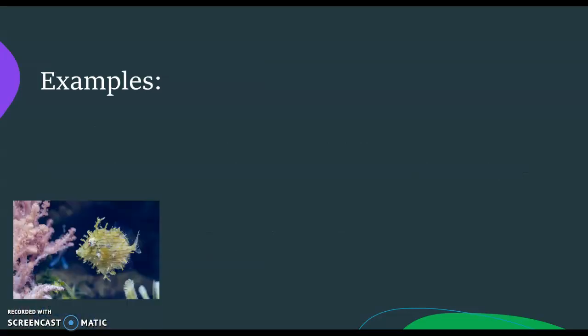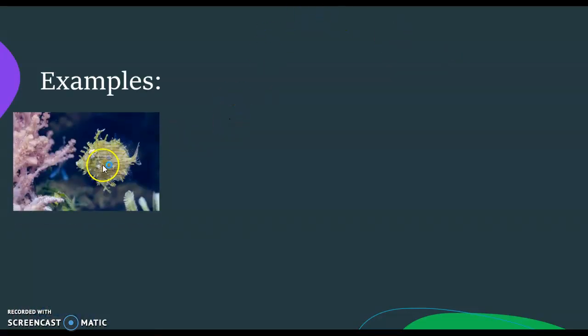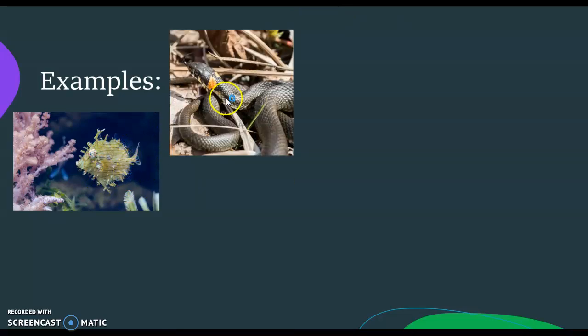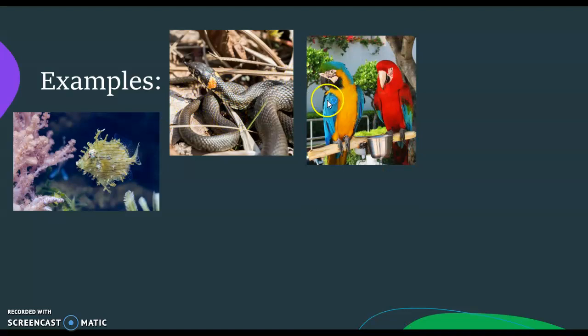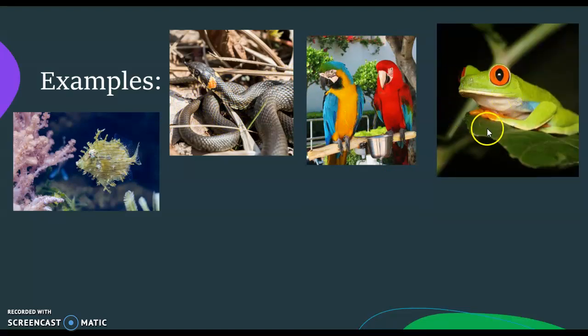Some examples are, we see a fish right here. For reptiles, we have a snake. Birds, we have these beautiful colorful parrots. Amphibians, we have a tree frog.